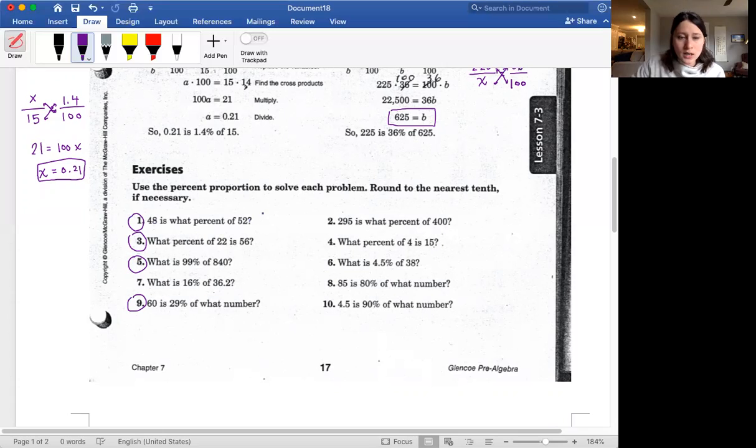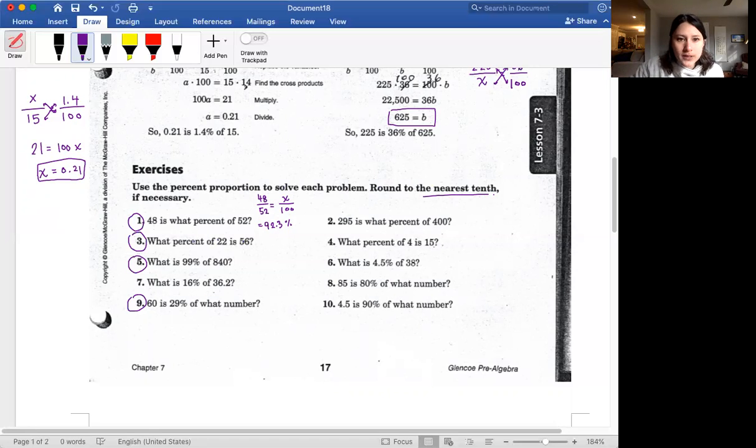So writing this out, 48 is what percent of 52? So 48 out of 52 is equivalent to X out of 100. What percent? I don't know. So you can cross multiply and work that out. So 4,800 divided by 52 is 92.3%. And it says round to the nearest tenth, so follow the directions and round accordingly.